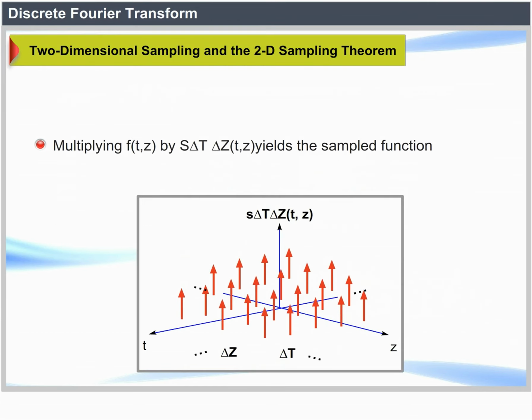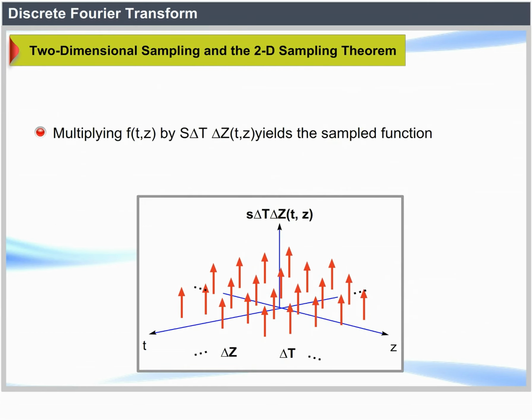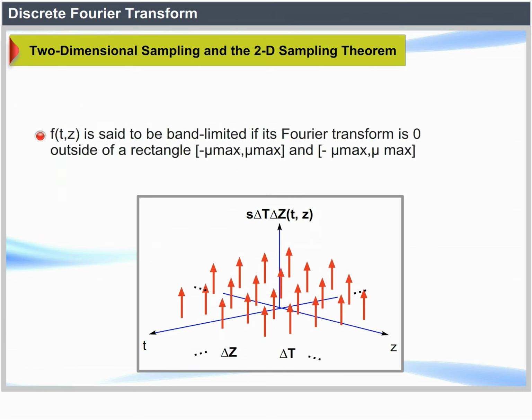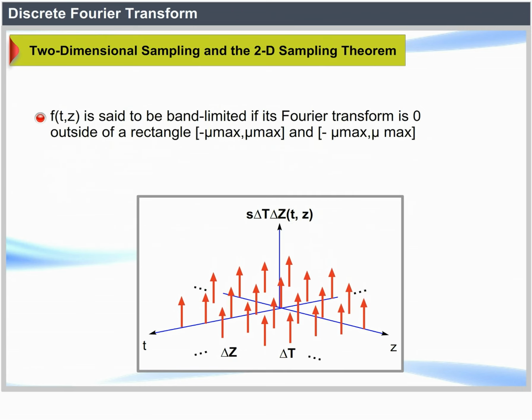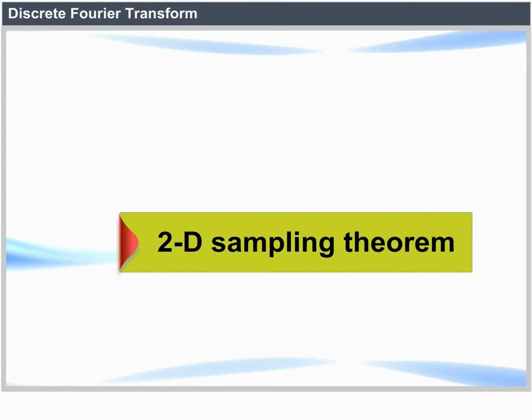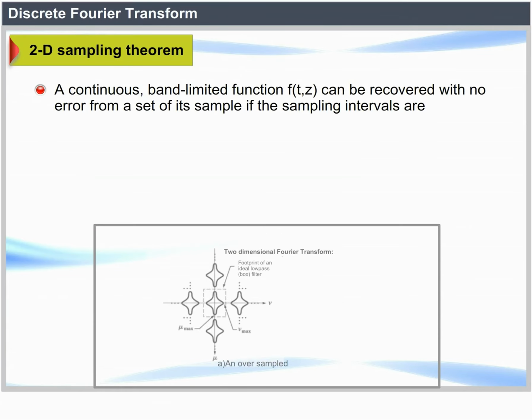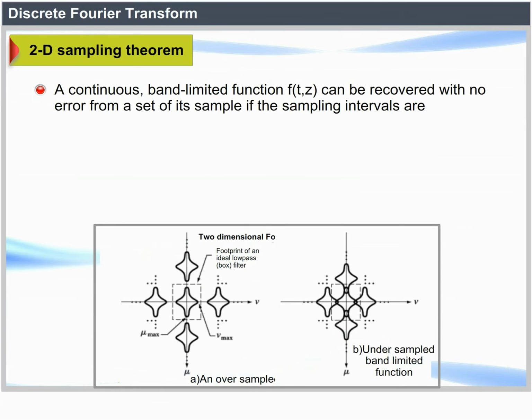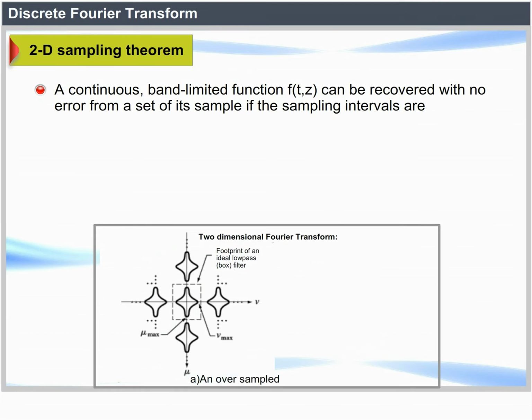2D sampling theorem. A continuous band-limited function f(t, z) can be recovered with no error from a set of its samples if the sampling intervals are as represented on the screen, where A is an oversampled and B is an undersampled band-limited function. Aliasing in images. Example, sampling checkerboards whose squares are of size 16 into 6 pixels. In figures A and B aliasing is visually negligible, while C and D masquerade as a normal image.